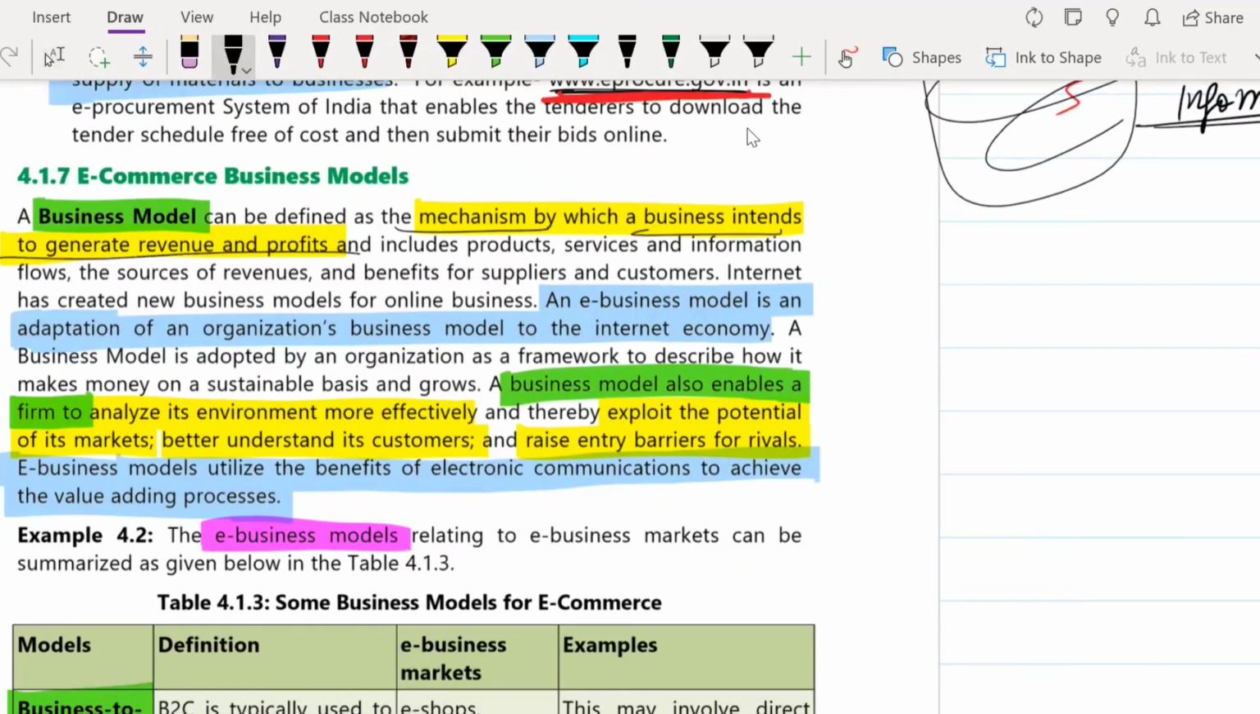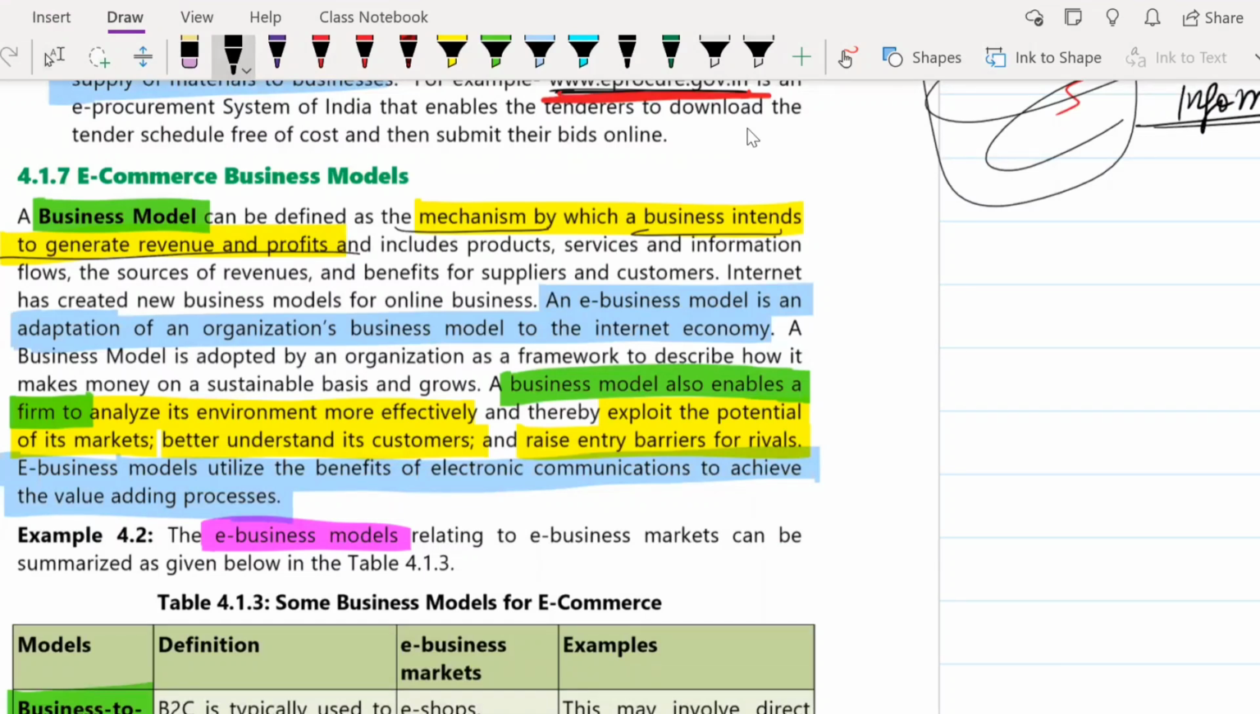OLX wants to generate profit by bringing two customers together, whereas Amazon wants to make profit and revenue by bringing a vendor or a business and a normal customer together. So a business model can be any way. It is just a mechanism by which the business is intending to generate revenue and profit.